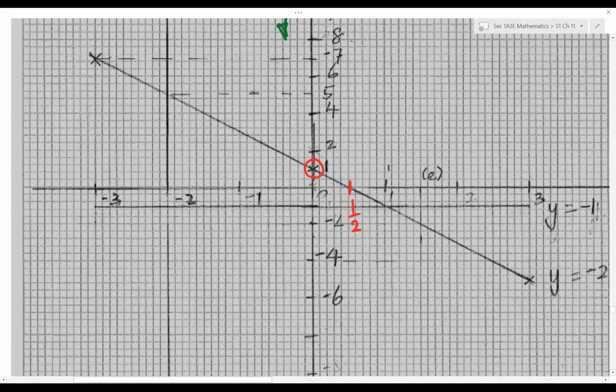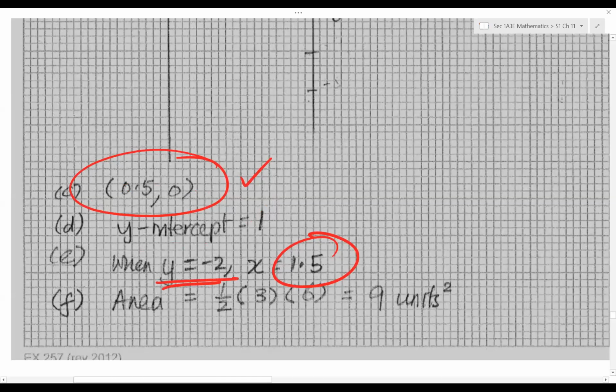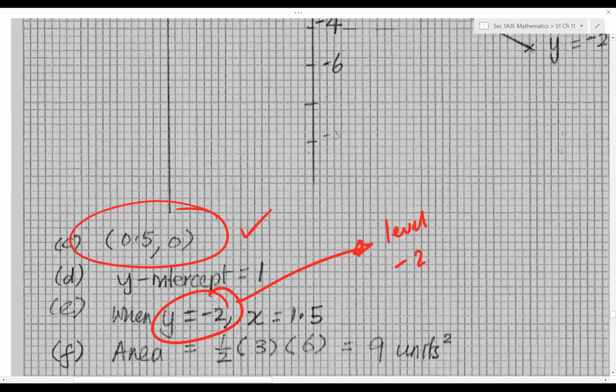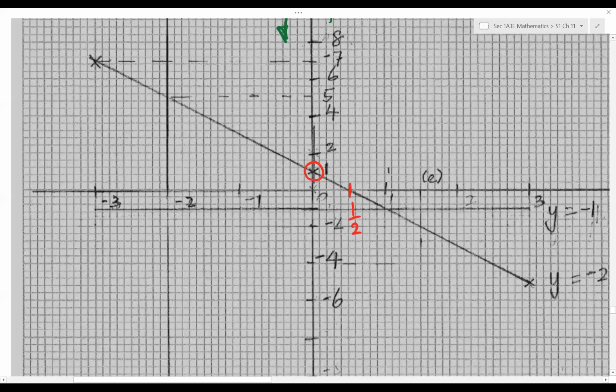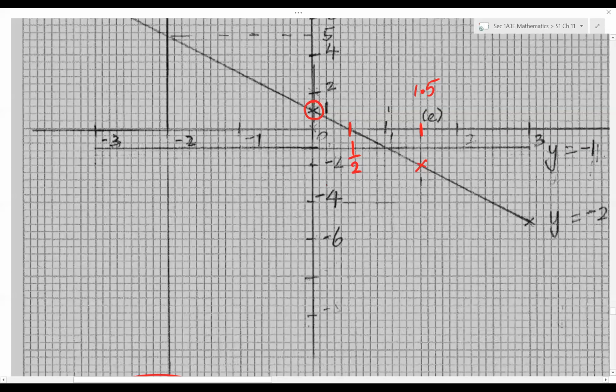Next is to find the x value when y is given to be -2. So y being -2 refers to level -2. Go ahead and find out where the line stays. So level -2, drawing a line across, and we see that it intersects here. This has a value of 1.5. So the corresponding x value is 1.5.